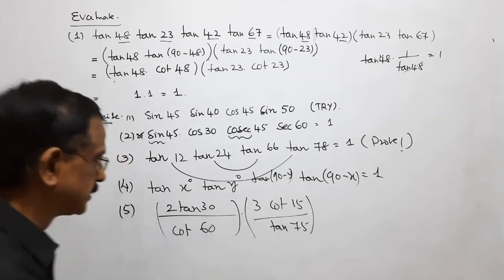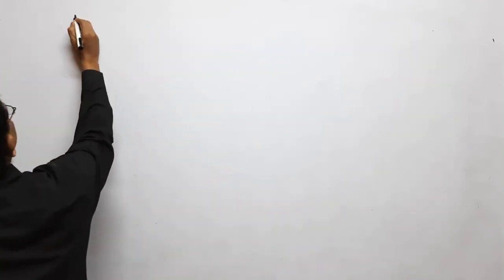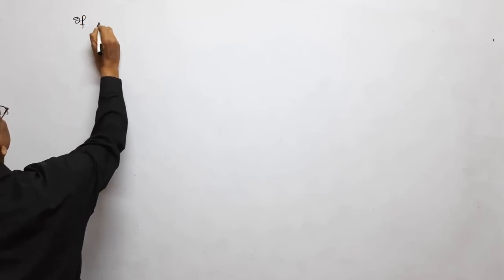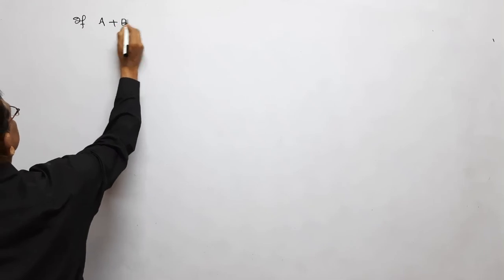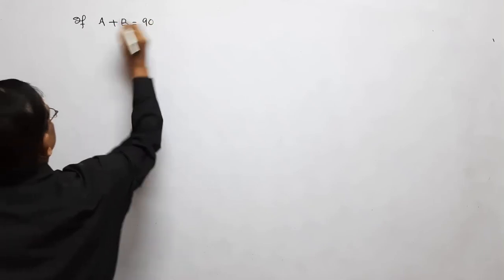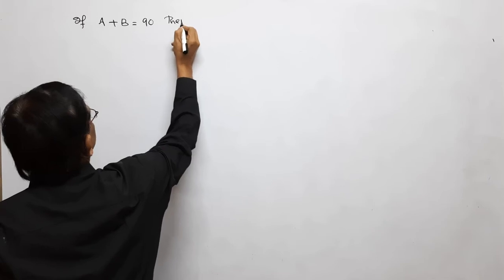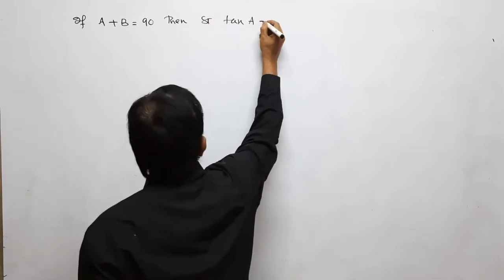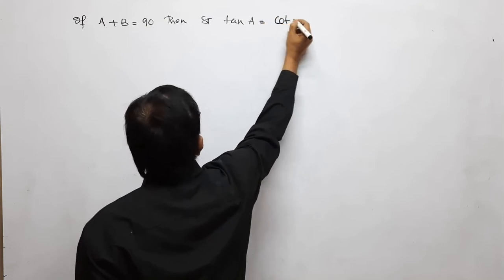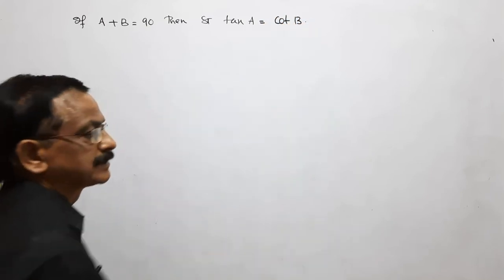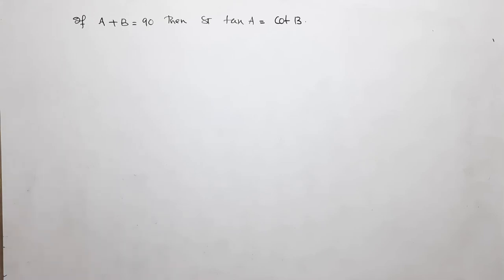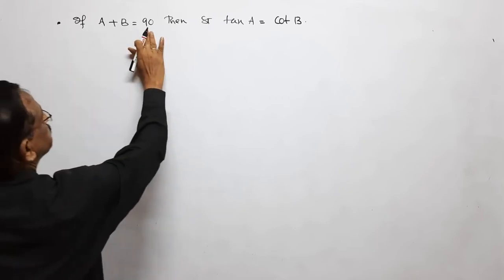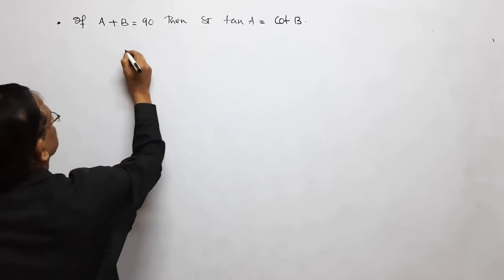Evaluate this. This is a very simple one. Another problem is: if A plus B is equal to 90, then show that tan A is equal to cot B. That's a very simple task. If A plus B is 90, then show that tan A equals cot B.